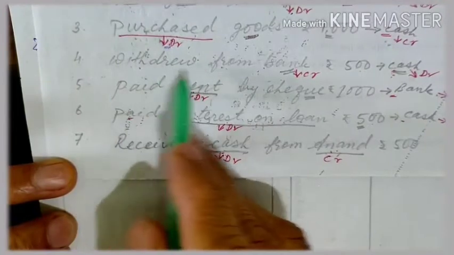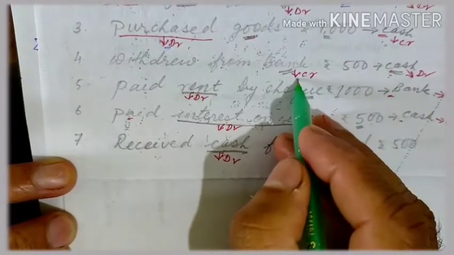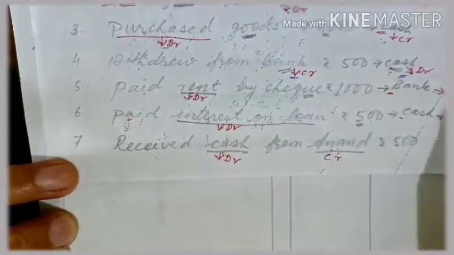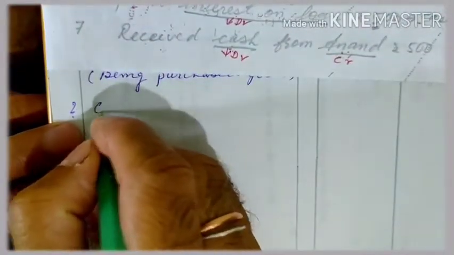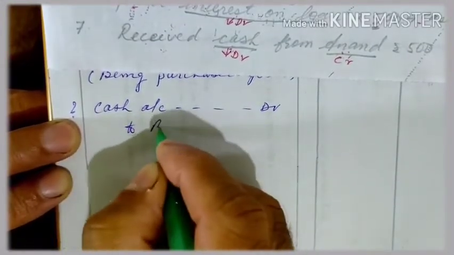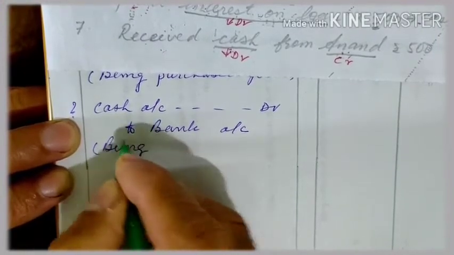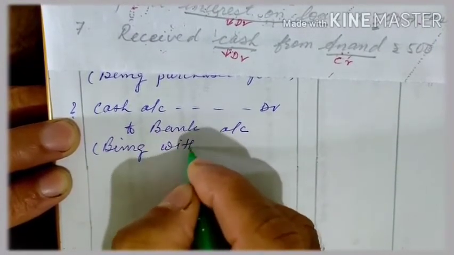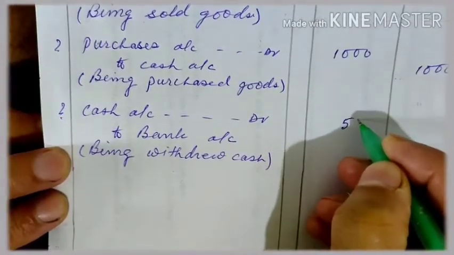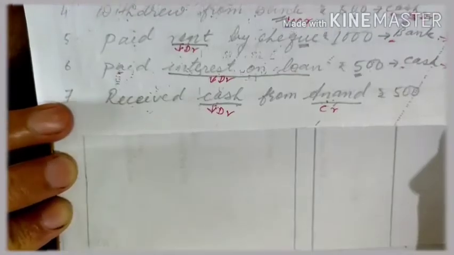Another one, withdrew from bank rupees 500 cash. So cash is debit, bank is credit. So your entry becomes cash account debit to bank account, being withdrew cash. 500 on the debit, 500 on the credit.